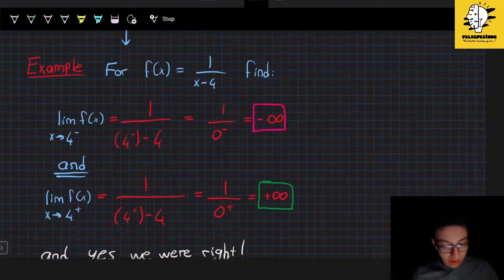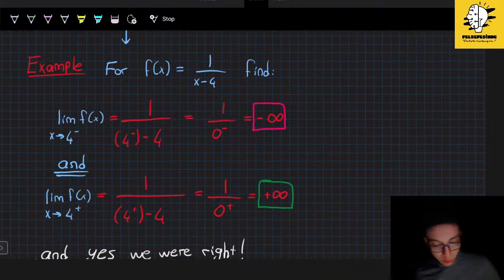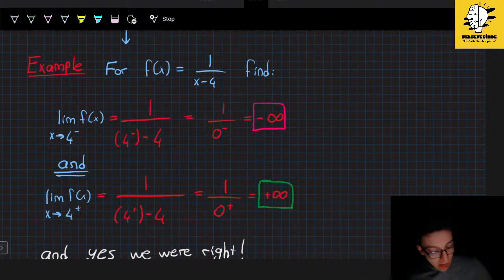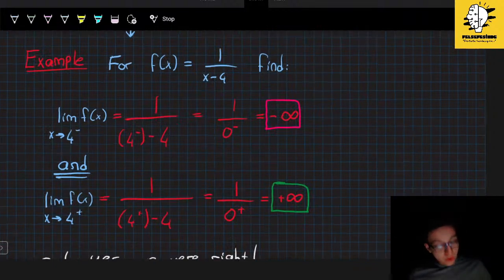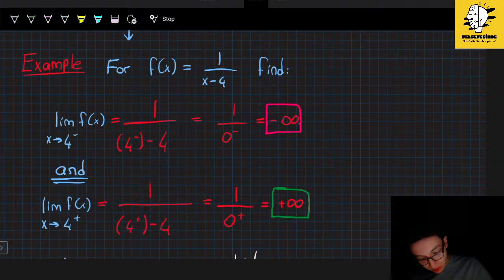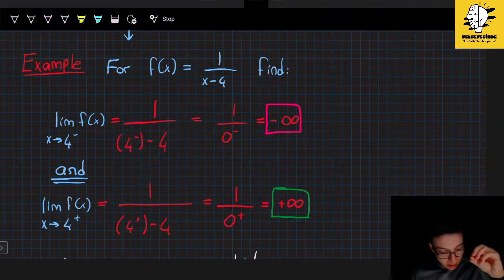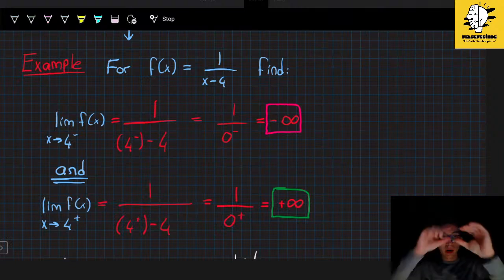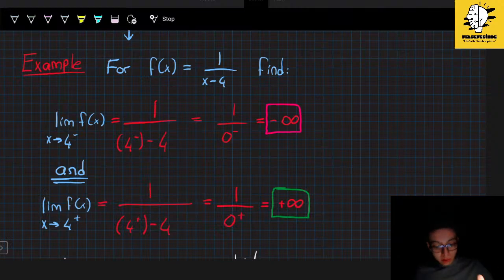So let's say we have a function f(x) equal to 1 over x minus 4. Let's find the limits at the point 4. So I firstly approach from the left side. I said negative, and you can see the color code pink again. So I will write 4 minus. We just substitute the number that is below our limit notation into our f(x) function.